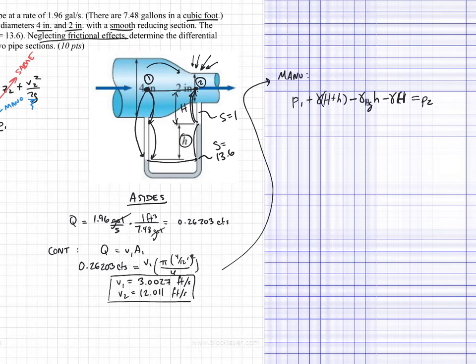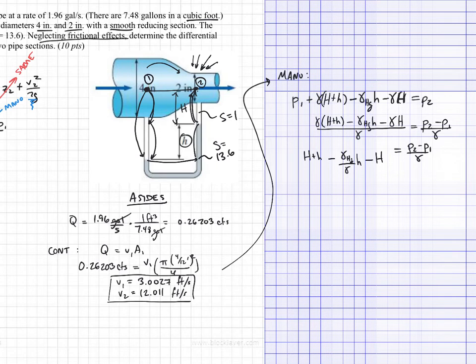Okay, so to rearrange this, I'm going to bring the P1 over here by subtracting. And then I'm going to divide both sides by gamma. So I'm going to be left with gamma H plus H minus gamma Hg times lowercase h minus gamma H, divided by gamma. I'll just keep the P2 minus P1 over gamma over here. And over here, I'm going to end up with H plus H minus gamma Hg over gamma times lowercase h minus h.